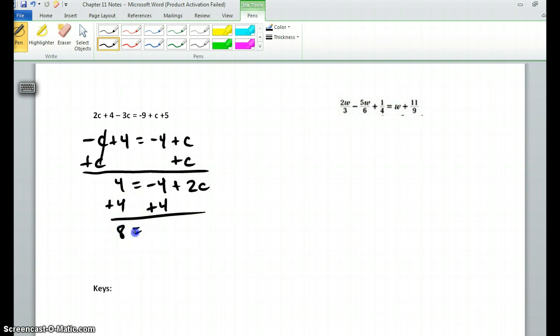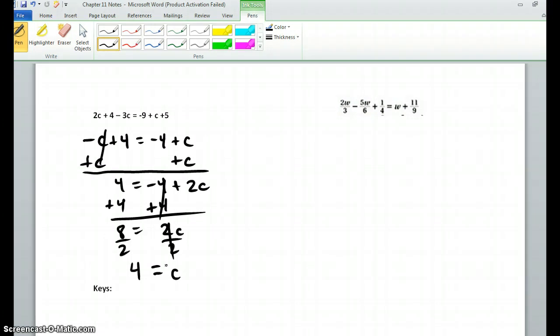I get 8. These cancel, and I'm left with 2c equals 8, which is a one-step equation that I can solve by dividing by the number stuck to the variable. So I get c equals 4. And again, I could check my answer by simply plugging my answer into the original equation.